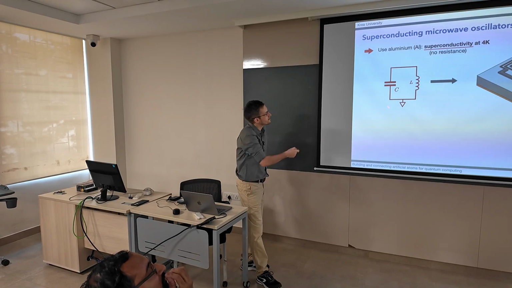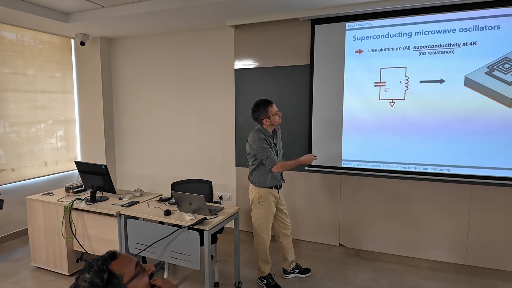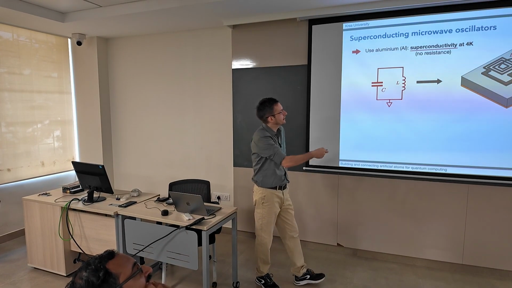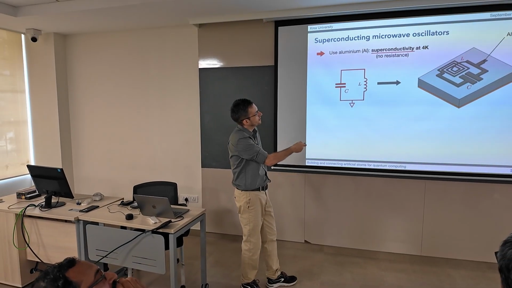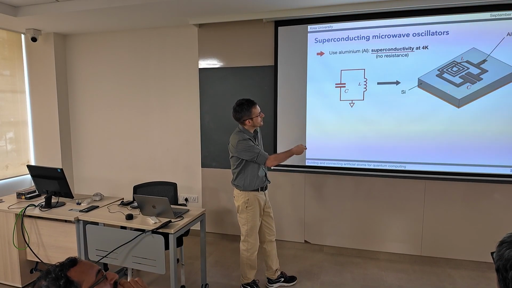So basically, how do we build them? We'd build like an aluminum circuit. So this is how a chip would look like. You'd have an aluminum circuit, then you'd have some silicon chip.